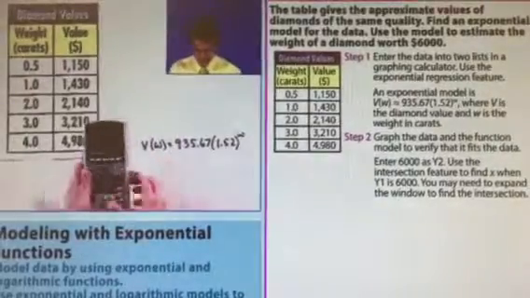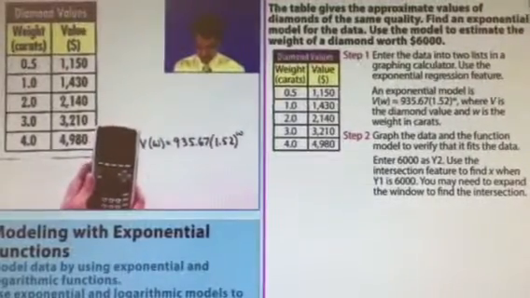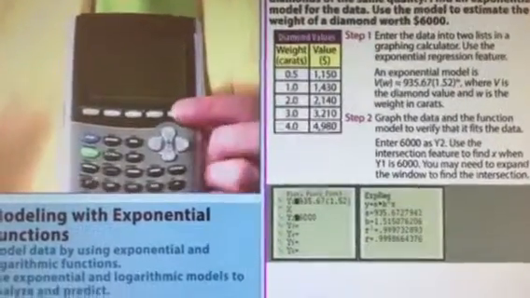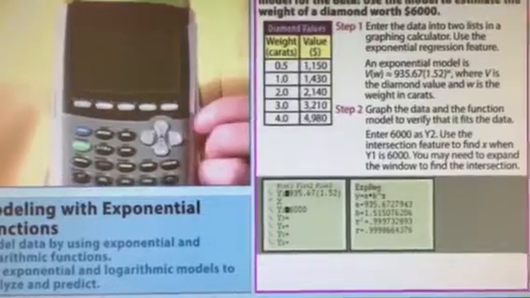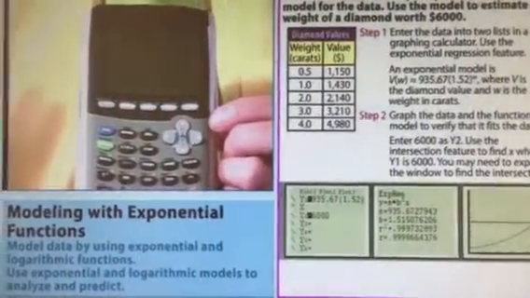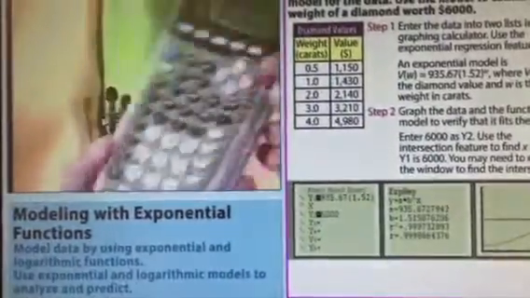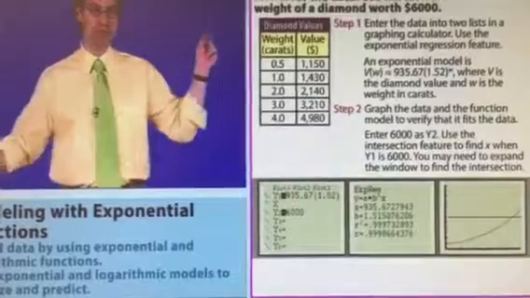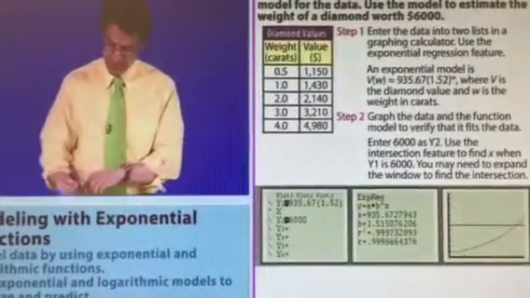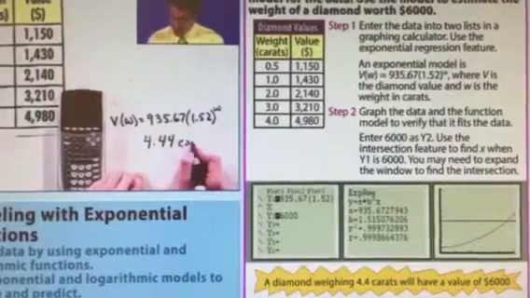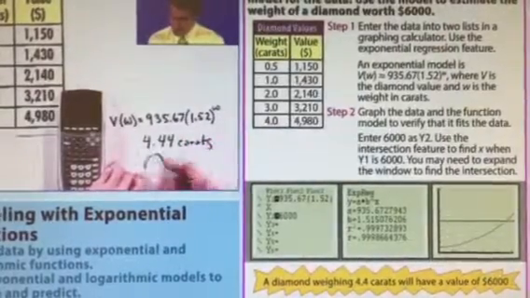Now, I want to show you the graph of them. So here is the graph of them. Then we want to adjust the window to see the point of intersection, and you can see that point of intersection right there. Now we can find what the value for W is at that point. If you read off the screen, we see that it's approximately 4.44 carats. And so there's the answer.